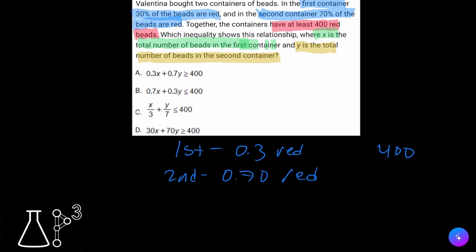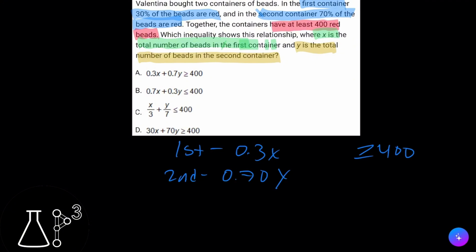So in one of these inequalities, we have to look for a number that shows that it's either equal to or greater than 400. x is the number of beads in the first container, and y is the total number of beads in the second container. So we can rewrite it first as 0.3x for the first container that are red, and then for the second one, I can rewrite it as 0.7y for the second container, and both of them combined should be at least 400 beads.